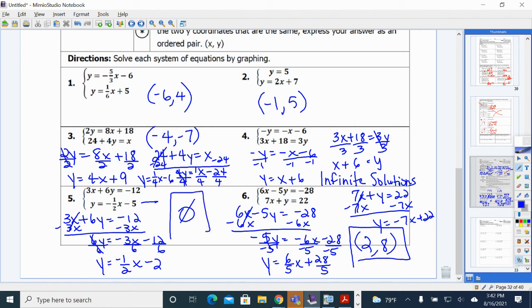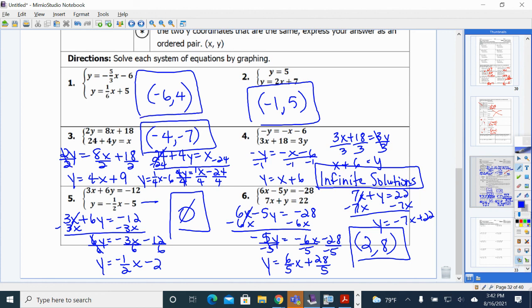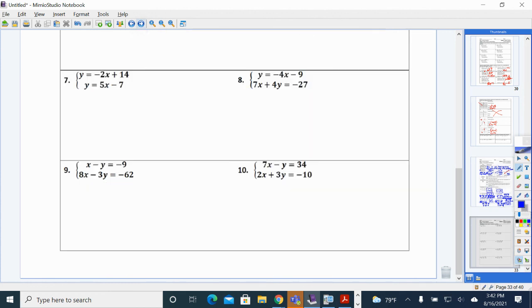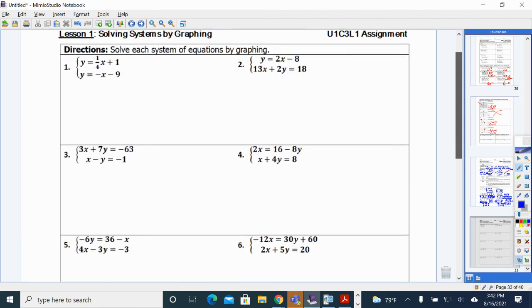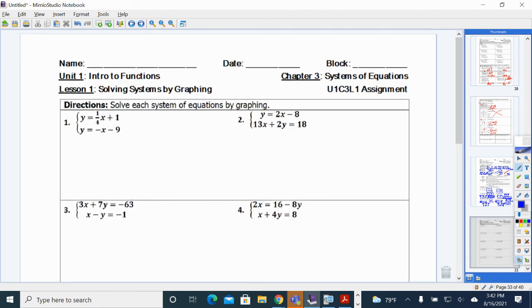Number 5, again, was no solution. Number 3 was a negative 4, negative 7. Number 4 had infinite solutions. Number 2 was negative 1, 5, and number 1 was negative 6, 4. So those are your notes for lesson 1 of chapter 3. Again, we will work on the assignment portion of this in class together.